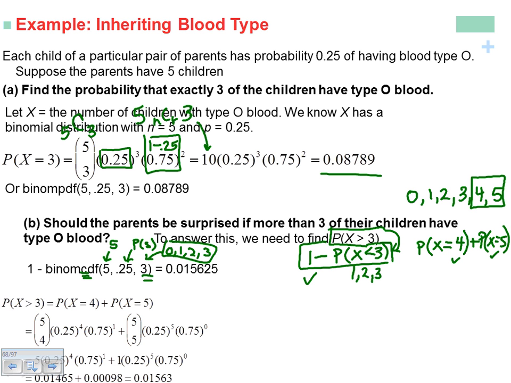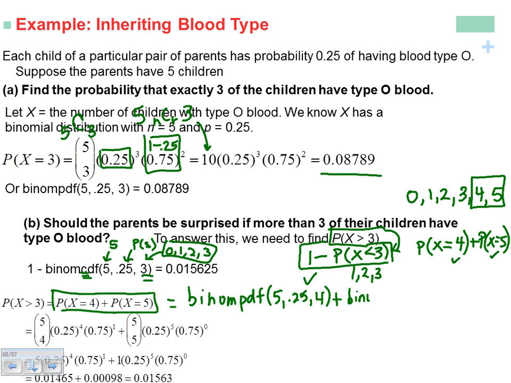Or we could have done the probability of x equals 4, plus the probability that x is 5. And this is all out by hand, or you could have done this in the calculator as well. So this would be the binomial PDF of 5, 0.25, 4, plus the binomial PDF of 5, 0.25, 5. Either way you do this, the answer you should get is 0.01563.